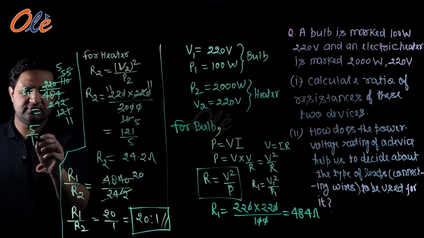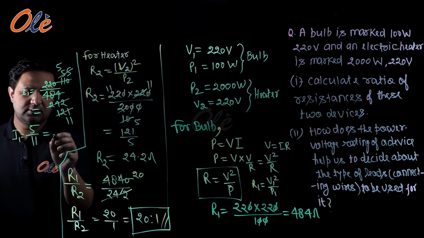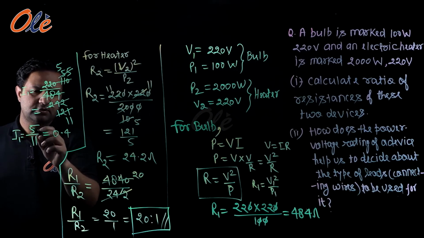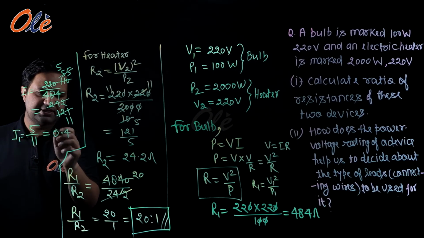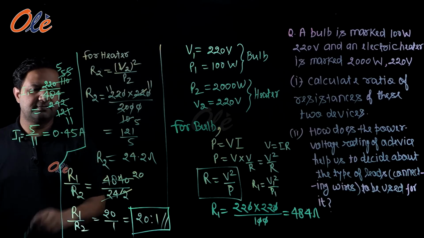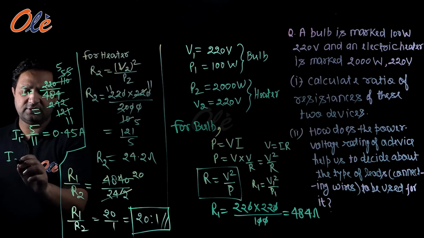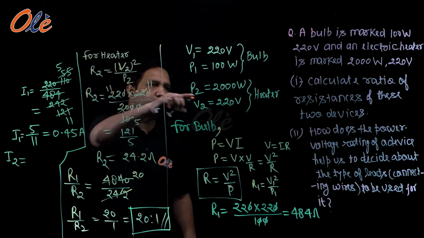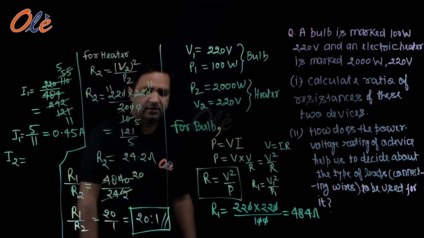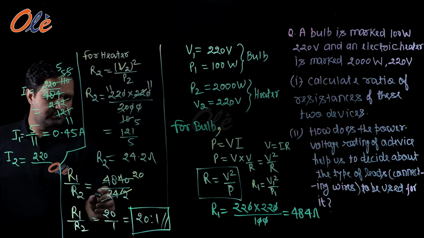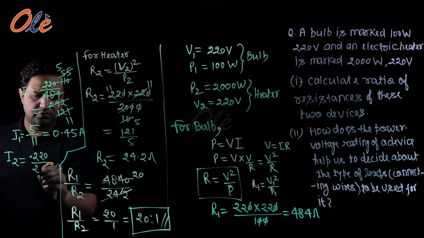कितना ये आ जाएगा? 5 by 11 it means कितना होगा? 0.4 and it will remain 6, so 5. So approx 0.45 ampere I1. And what will be I2? Similarly, we can calculate I2, which will be V2 upon R2. V2 is given 220. 220 upon R2 is 24.2.